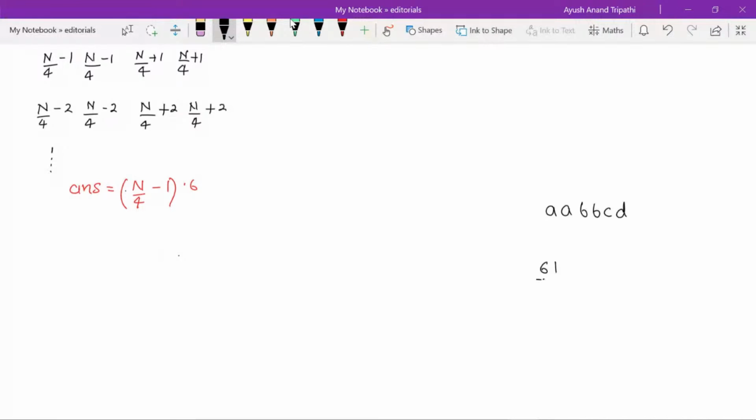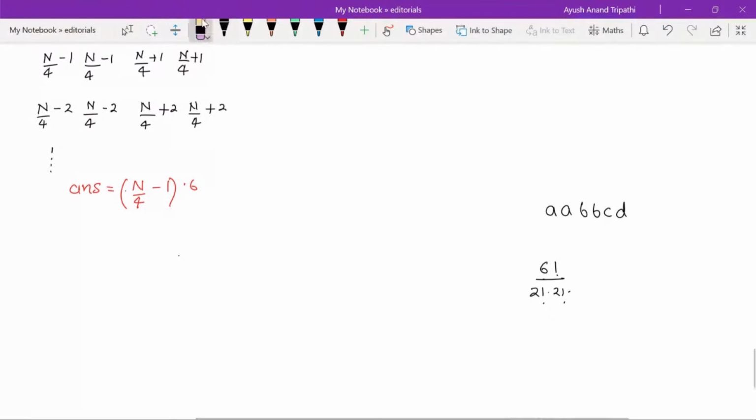So it is n factorial divided by the frequency of A, which is 2, multiplied by the frequency of B, which is again 2, multiplied by the frequencies of all the characters. The frequency of C is 1, and the frequency of D is also 1. That's why I'm not writing them, right?